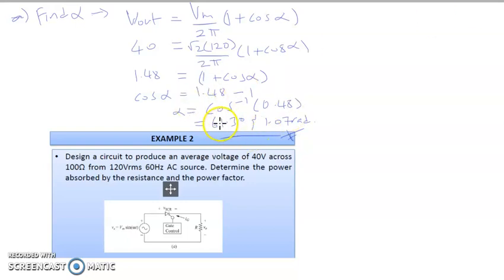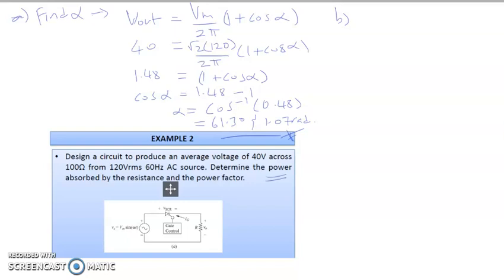So how to convert from degree to radian? You just times pi divided by 180. 61.3 times pi divided by 180. So it becomes radian. So you have to be careful because once you calculate in radian, you have to change your mode into radian instead of degree. Okay.